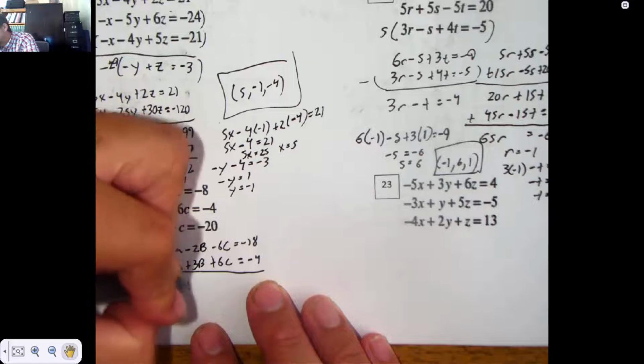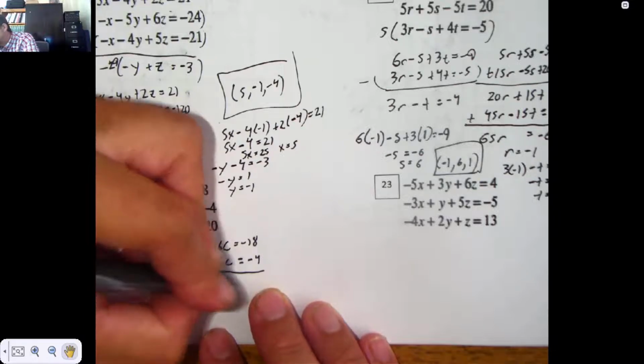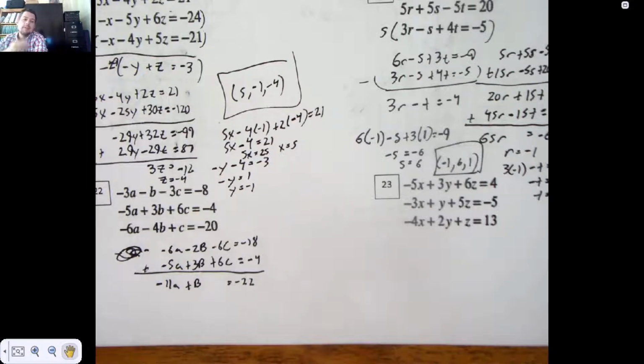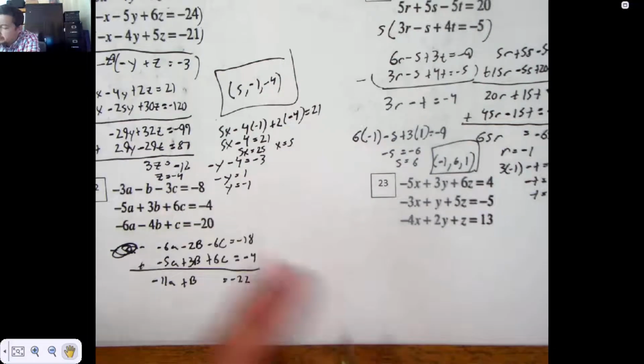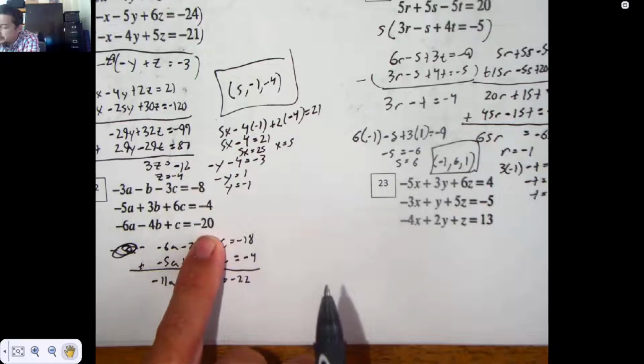-11a plus b is -22. And I guess I'll do it again and see what happens. So I doubled that and added that one. I'm going to triple this one now and add it to the top one.